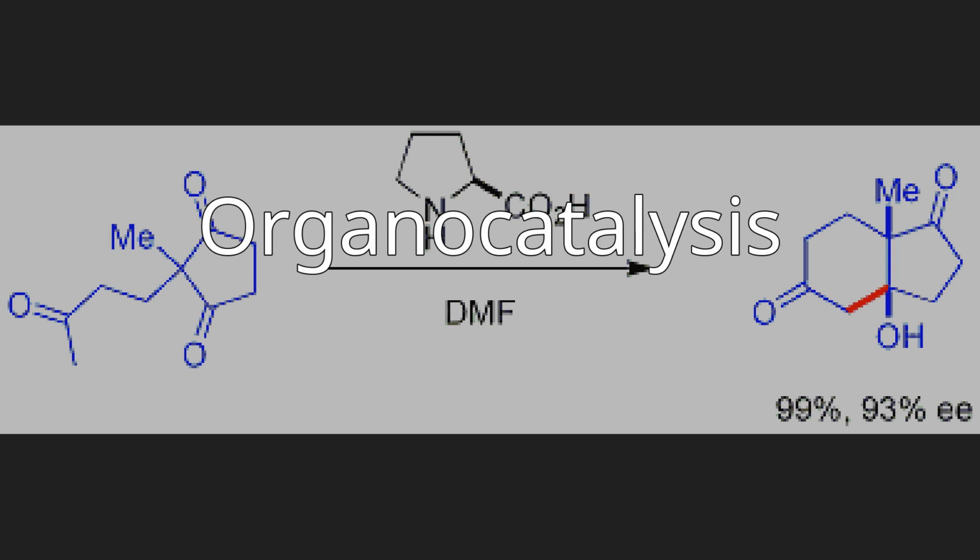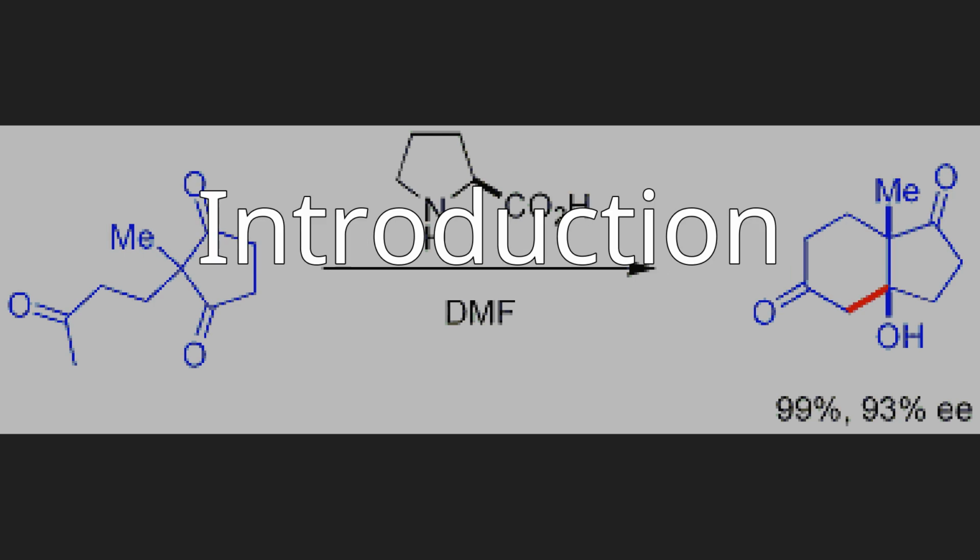Organocatalysis. Introduction. Regular achiral organocatalysts are based on nitrogen, such as piperidine used in the Knoevenagel condensation, DMAP used in esterifications, and DABCO used in the Baylis-Hillman reaction. Thiazolium salts are employed in the Stetter reaction.